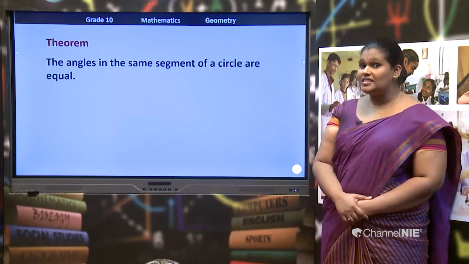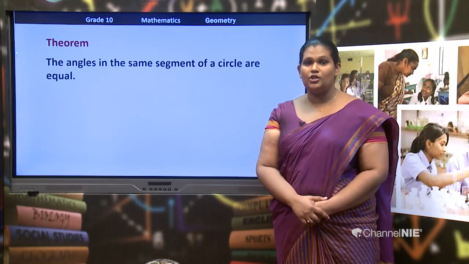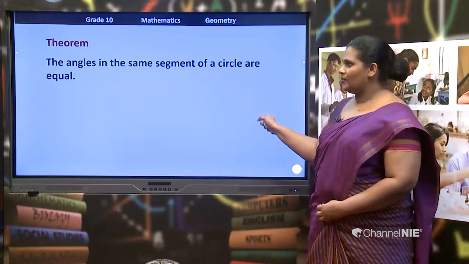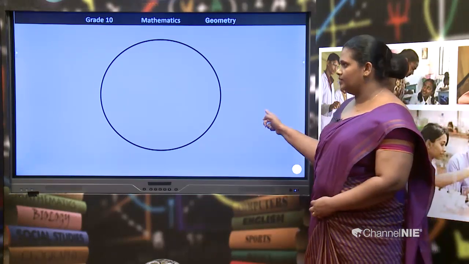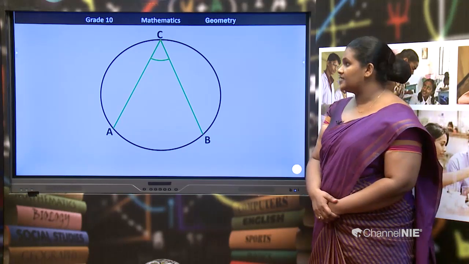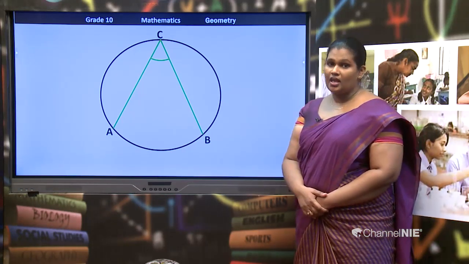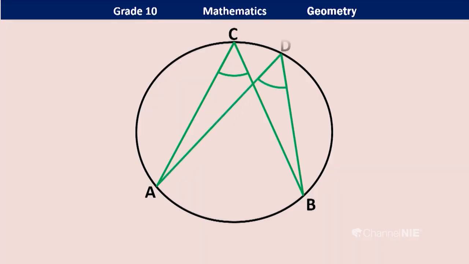Right. Now, this is the second theorem we have learned for today. Once again, you can write this down in your theorems book. Right. Now, I have got a circle and I have got an angle ACB, that is an angle subtended on the circumference of the circle. Using the same minor arc AB, I am going to subtend another angle on the remaining part of the circle, that is angle ADB.